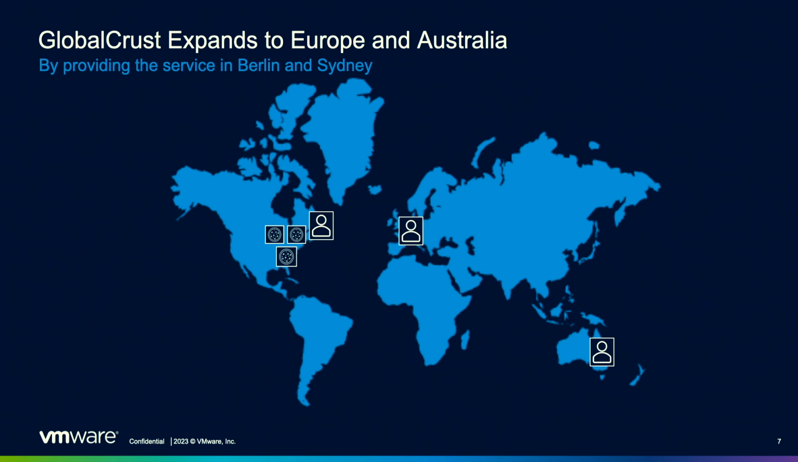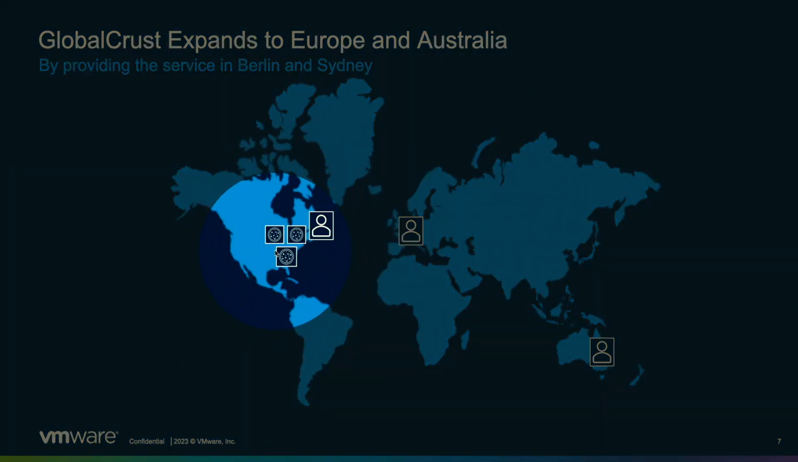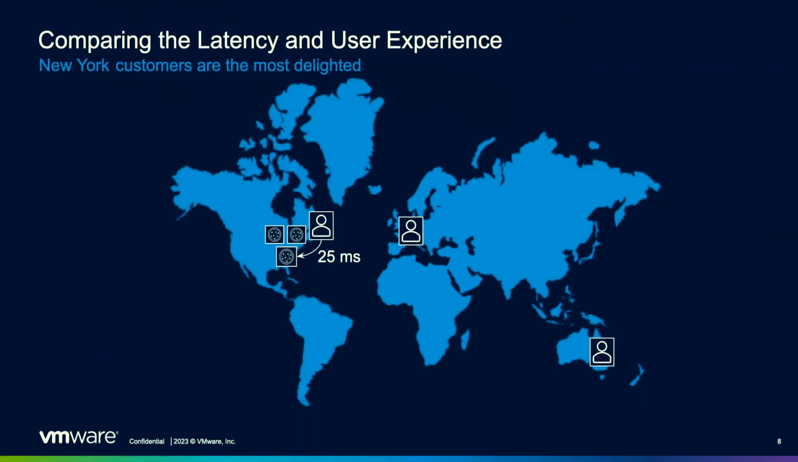But why don't we experiment with other locations? Why don't we start serving this pizza in Europe? How about Berlin? And also, let's go to Sydney. So they started providing this pizza to the folks who live in Berlin and Sydney. But if you take a look at the architecture, they do not deploy the application instances in those locations. And how does it impact the experience?